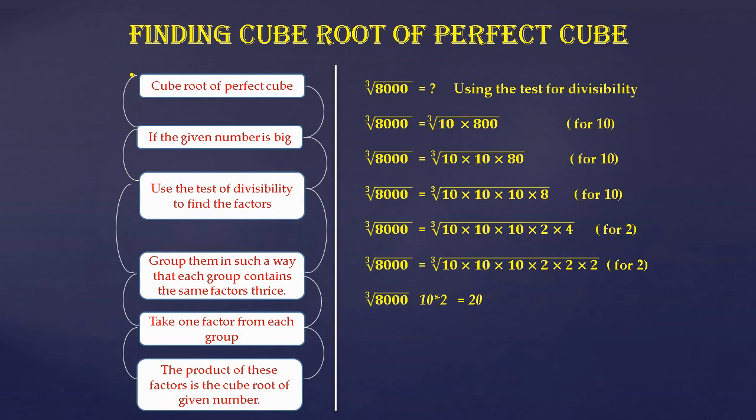If the numbers are big, then we can use the tests of divisibility to find the factors. Then we group them in such a way that each group contains the same factor thrice. Then we take one factor from each group, and the product of these factors is the cube root of the given number. You can see the example here on the screen.